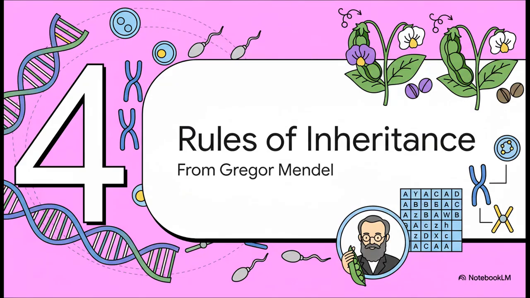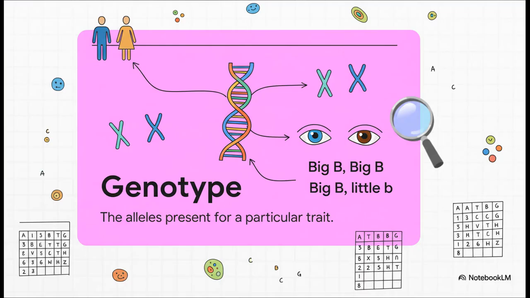Okay, so we've got these unique little gametes, but how does the information they're carrying actually decide what we end up looking like? This is where we get into the rules of inheritance, stuff first worked out by the genius Gregor Mendel. First up, we've got your genotype.